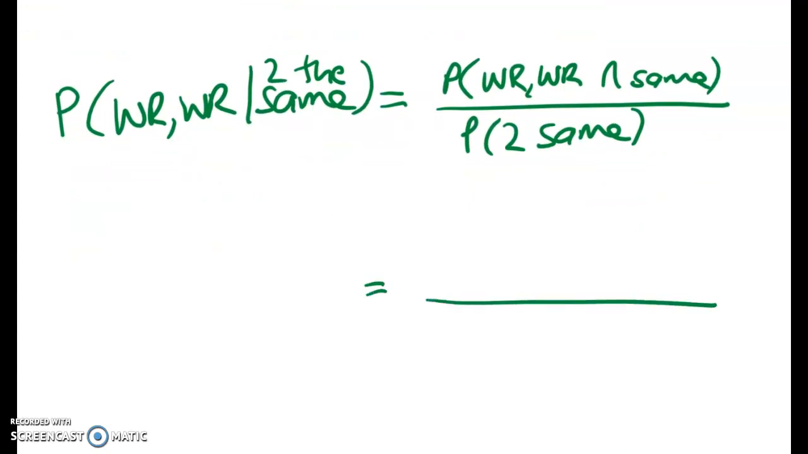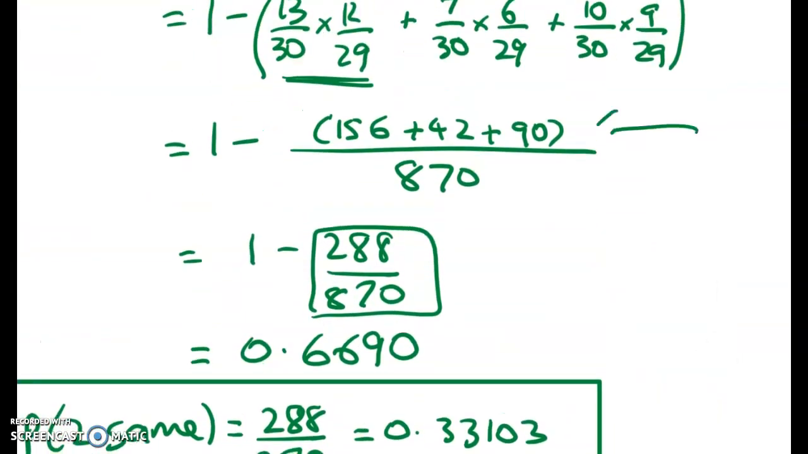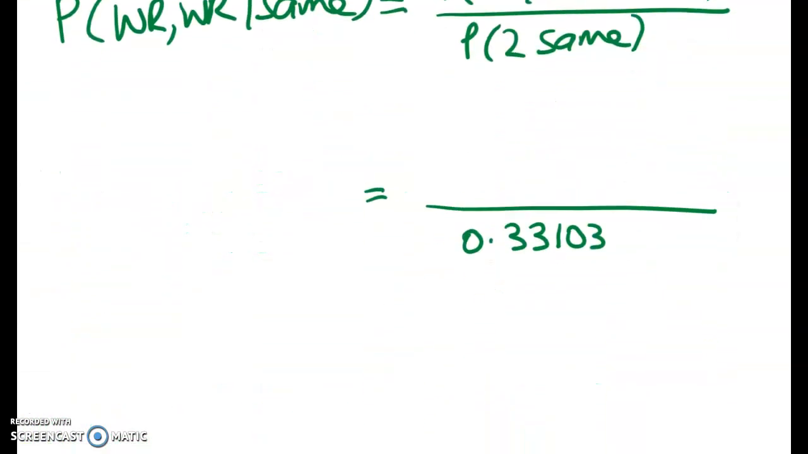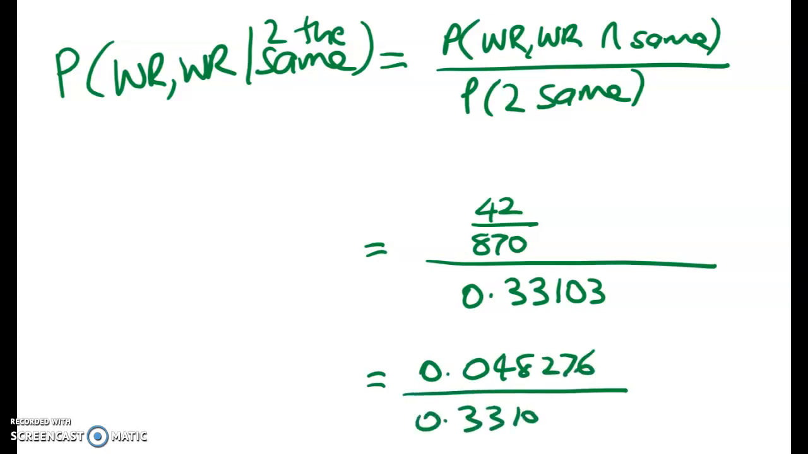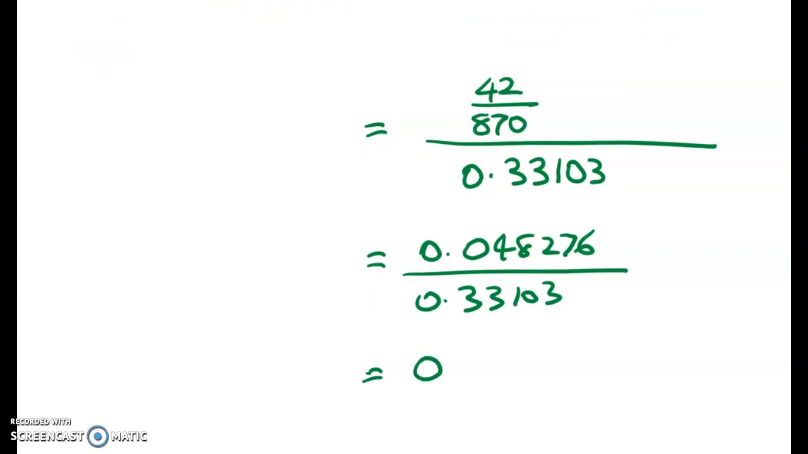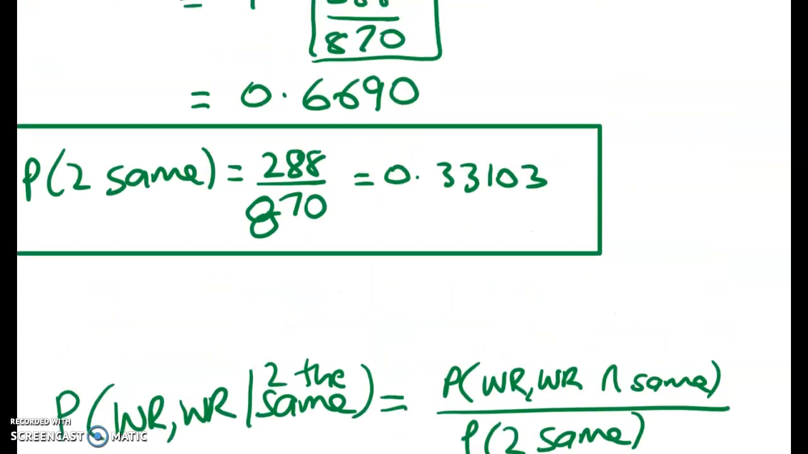Well, we know the probability of getting two the same is 0.33103. We know that from up here, right? We worked that out in there. And the probability of having them both be white raspberry was the 42 over 870, which we worked out earlier. So that works out to be 0.048276 over 0.33103, giving me a final answer of 0.1458. Okay, so there we go. That's the final one. Now I've got one question left to do.